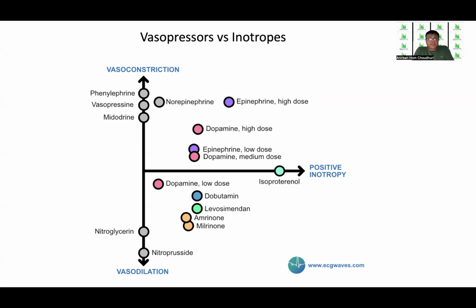effect. The norepinephrine also has a positive inotropy effect, but that is much less than high-dose epinephrine, low-dose epinephrine, dopamine, etc. On the contrary, if you see isoproterenol, that particularly has a positive inotropic effect, that it improves the contractility and cardiac output without producing any vasoconstriction.